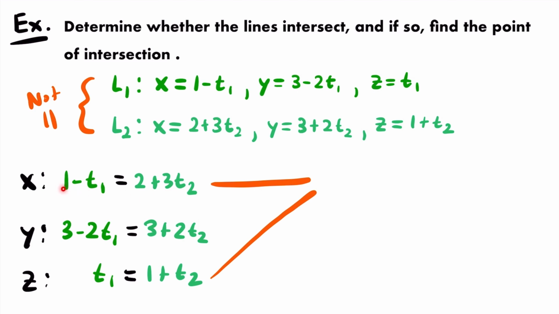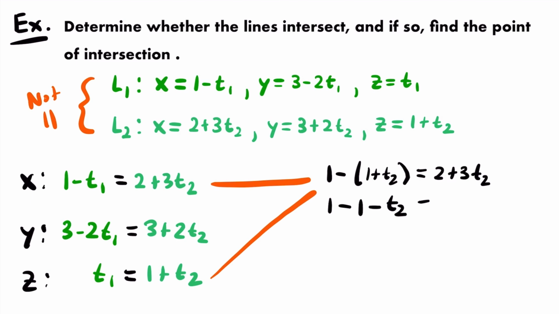So I'm going to have 1 minus t1, which is 1 plus t2. So I'll write 1 minus (1 plus t2). Remember that you are subtracting t1, and t1 is composed of two terms, so you need to subtract both of them. That's why I have parentheses around them. And then that will be equal to 2 plus 3 times t2. Okay, so now let's simplify. We'll have 1 minus t2 is equal to 2 plus 3 times t2.